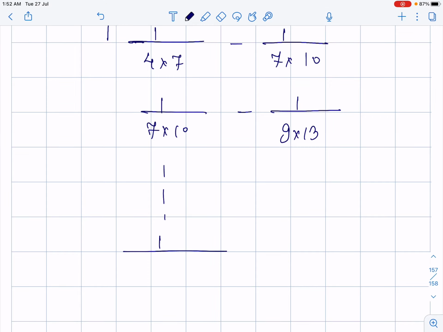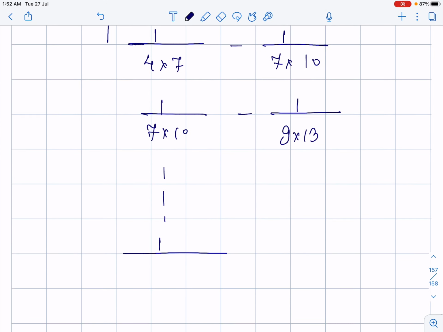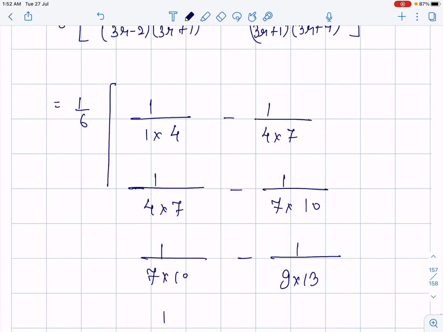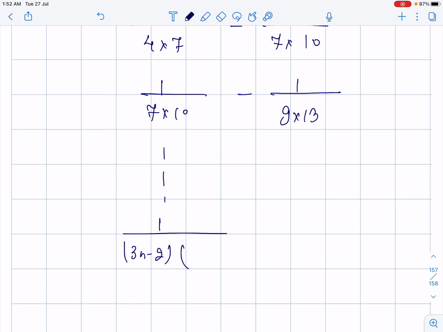And proceeding further, the nth term will be written like 1 divided by 3n minus 2 multiplied by 3n plus 1, then 3n plus 1 multiplied by 3n plus 4.